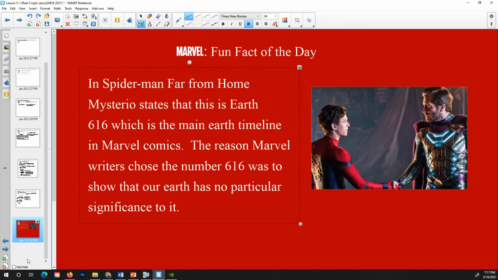And so, the Marvel fun fact of the day, in Spider-Man Far From Home, Mysterio states that this is Earth 616, which is the main Earth timeline in Marvel Comics. The reason Marvel writers chose the number 616 was to show that our Earth has no particular significance to it. Although I think it's pretty special.